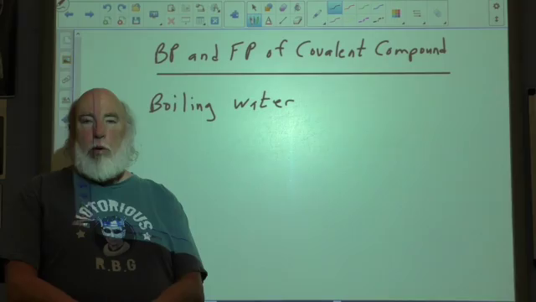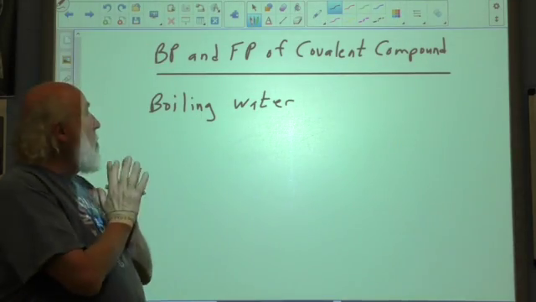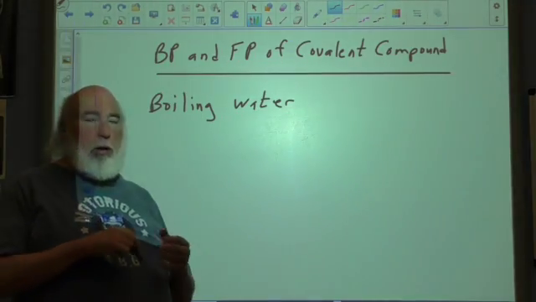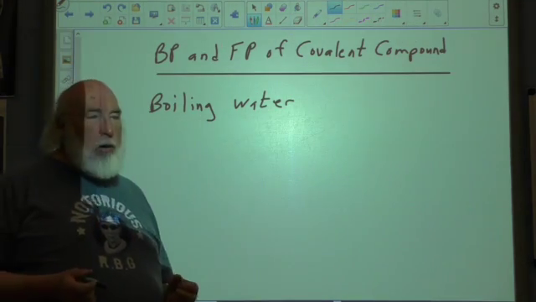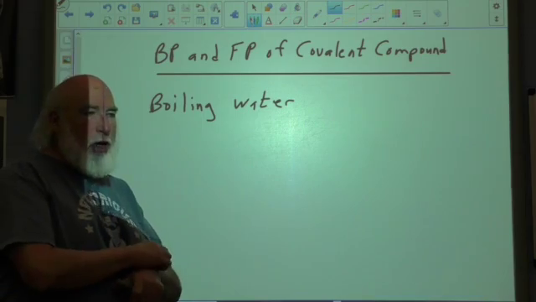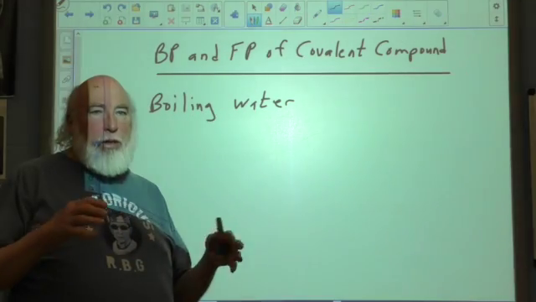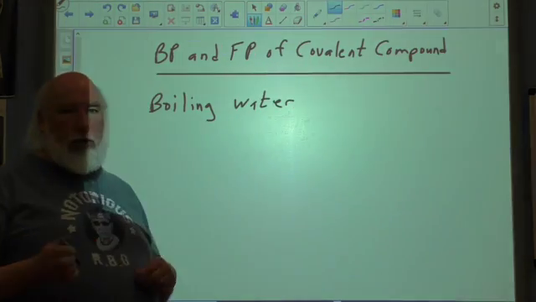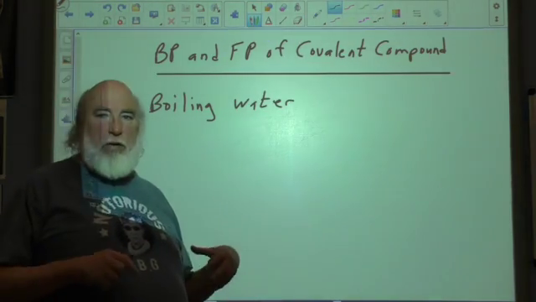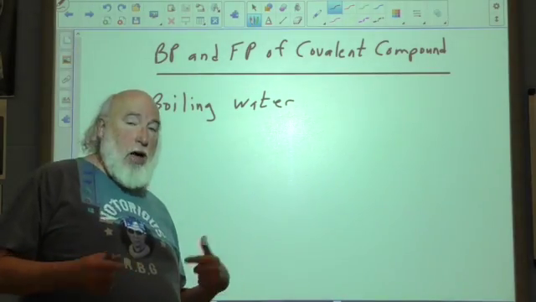3, 2, 1. All right, so now we're going to get into what we call colligative properties, meaning properties of solutions that will change the original physical properties of the solvent. And it depends upon the concentration of the solute as to how much it changes.